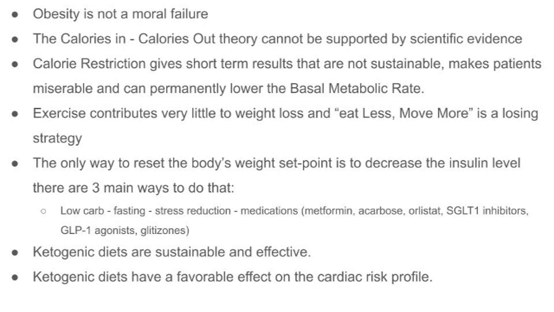If you give people sulfonylureas and certainly insulin, you're not going to lower their insulin. The sulfonylureas will raise their insulin, so they're not a great idea. All these others, metformin, acarbose, orlistat, SGLT1 inhibitors, GLP-1 agonists, and the glitazones will lower insulin. So those are all things that you should consider with your patients if you're going to go with a pill.